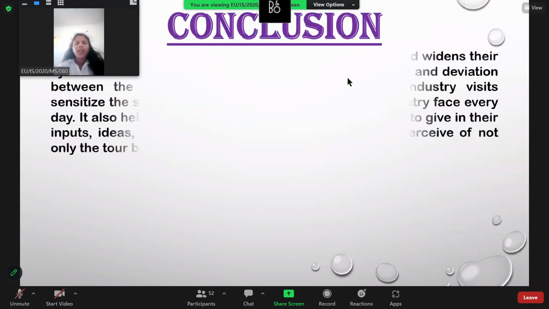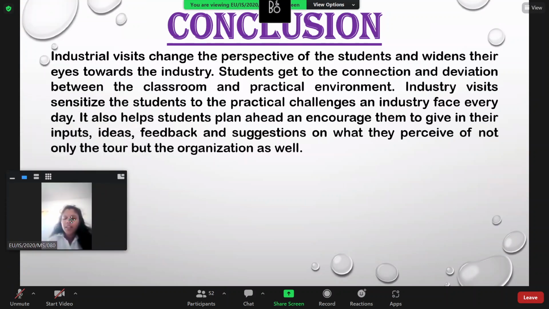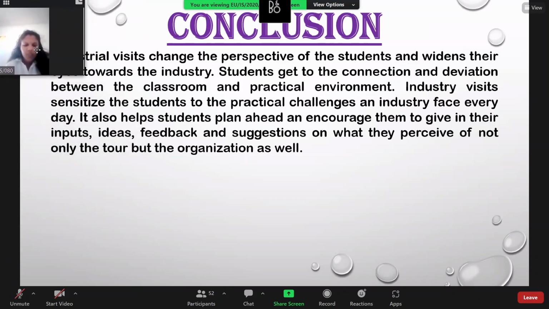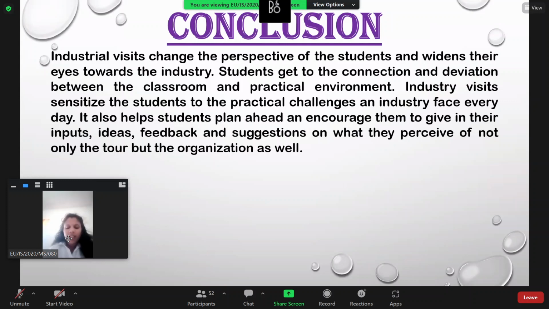Thank you, Midushan. I am Kohila. My registration number is MS80. My topic is conclusion. Industrial visit change the perspective of students, widens their eyes towards the industry. Students get to the industry, sensitive the students to the practical challenges industry face every day. It also helps students plan ahead, encourage them to give their inputs, ideas, feedback, suggestions on what they perceive of not only the industry but the organization as well.